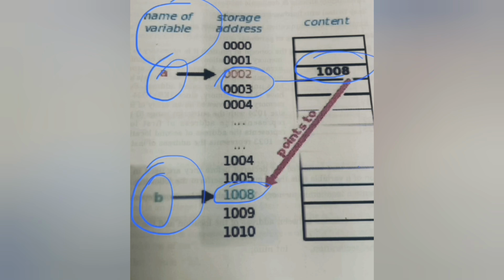So what is a pointer? A pointer is a variable that stores the memory address of another variable. As you can see here, a's address is 002, and it holds the value 1008, which is the address of b. This is the memory representation of pointers. What is an address? Every variable is stored in a unique memory location, and that unique memory location is its address.